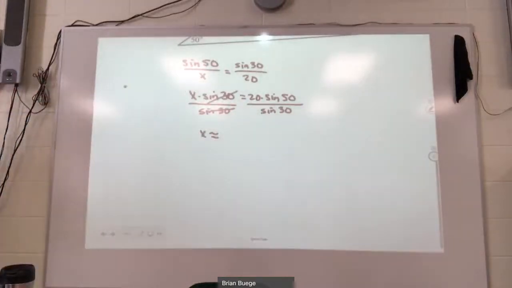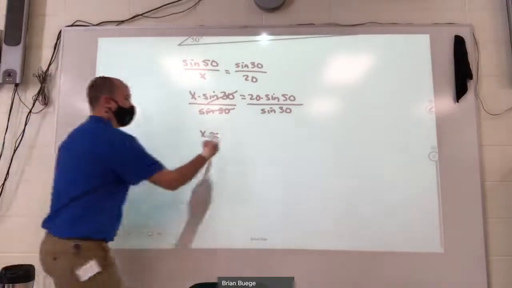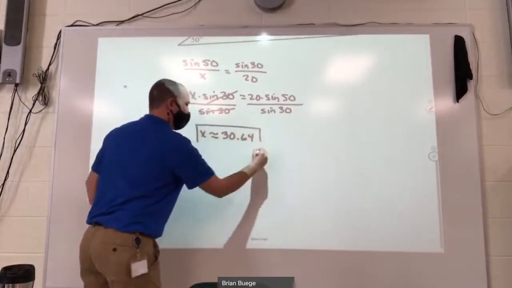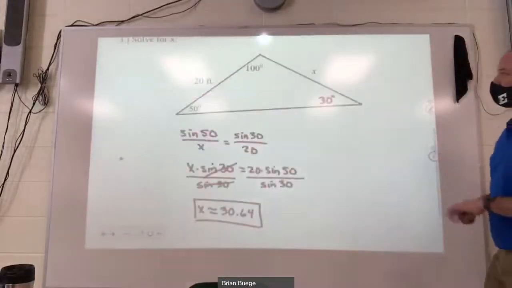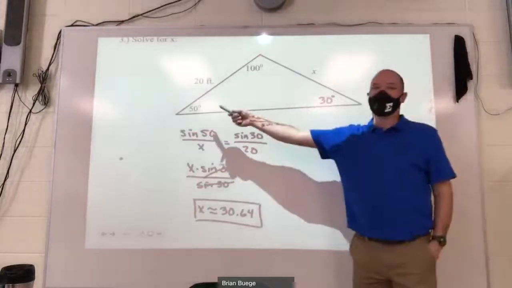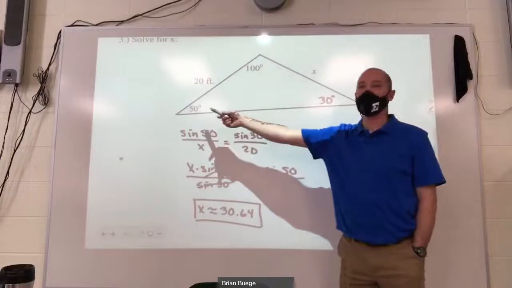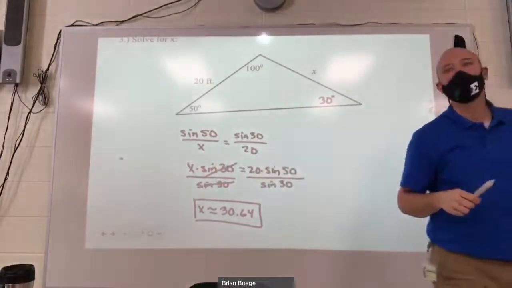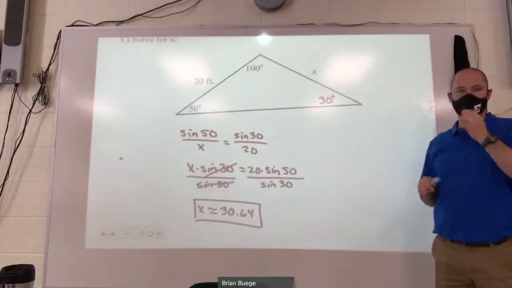And what'd you get on this one? What does x equal approximately? Adele, what'd you get? 30.64? Okay. 30.64 approximately. Let's see if that makes sense according to the picture. If we come back up, notice 20 is opposite the smallest angle. 50 is a little bit bigger angle, therefore the side length should be a little bit bigger. Sure enough, it makes some sense. Makes sense that it's definitely bigger than 20, so we're good there.